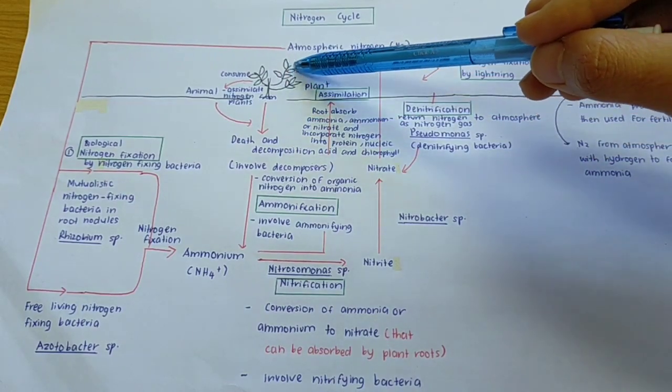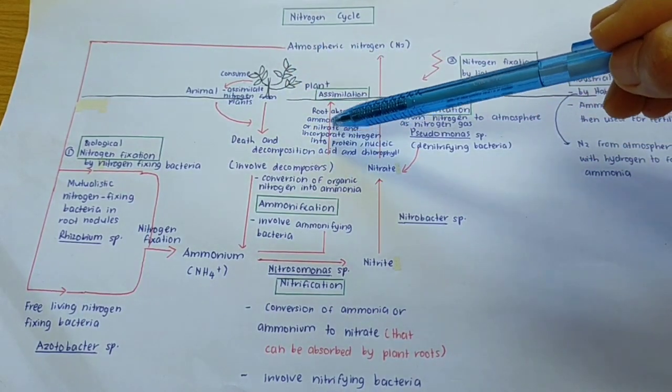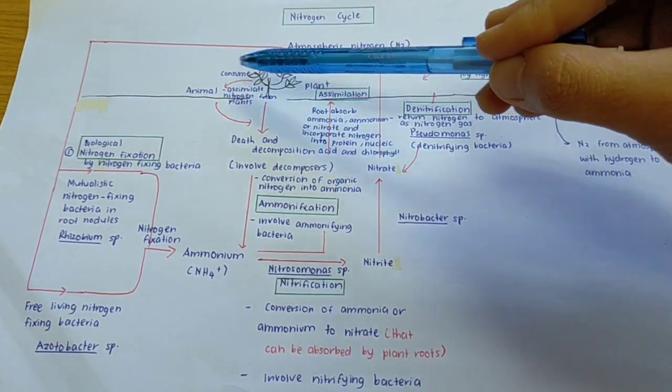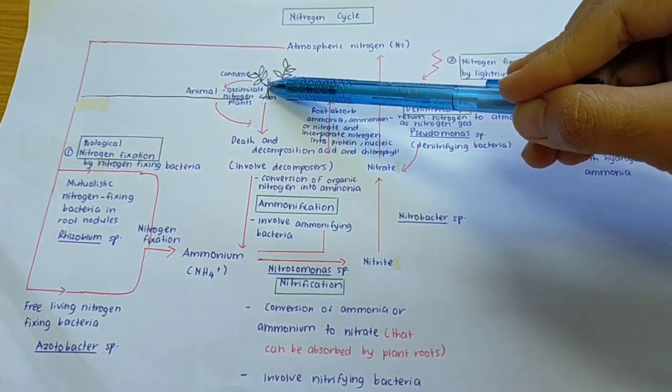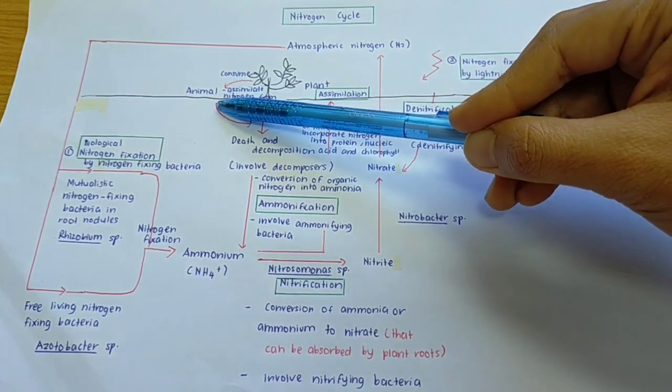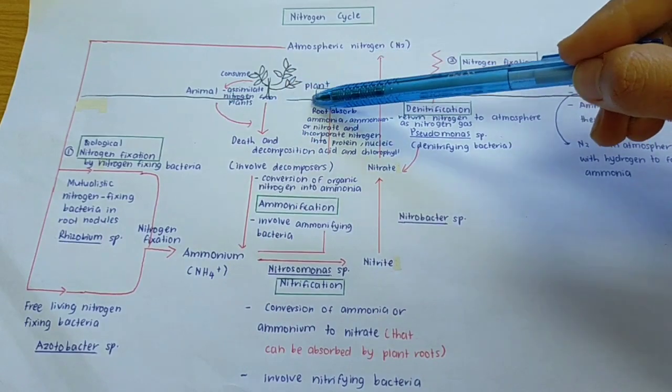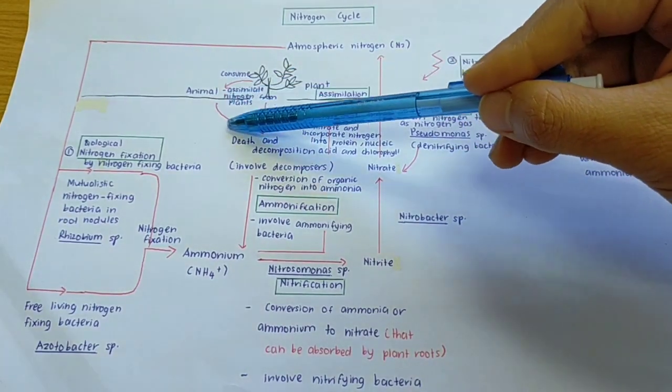Okay, and then what happens? Plants can convert it into organic nitrogen. When an animal consumes the plant, this animal can also get the organic nitrogen. So what happens if the plant and this animal die?